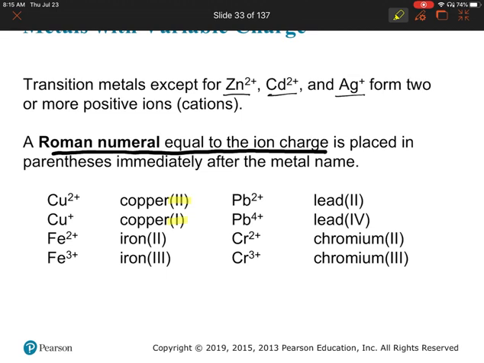Iron can have a 2 plus charge or a 3 plus charge, so you'll notice we've added that next to the name. Lead is not in the transition elements, but this is one of the exceptions for the representative elements. So lead can have multiple charges. Lead can either have a 2 plus charge or a 4 plus charge. So we're going to indicate that next to the name. And then chromium can have a 2 plus charge or a 3 plus charge.